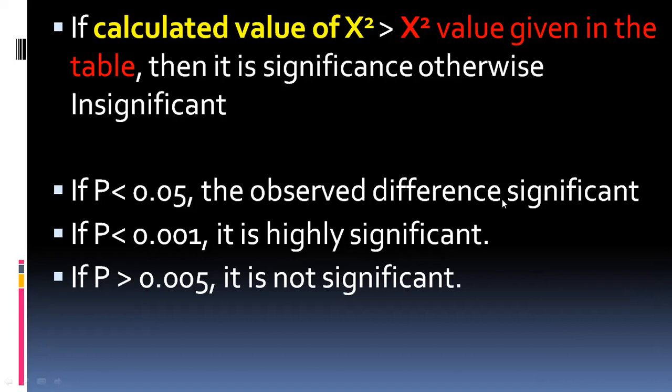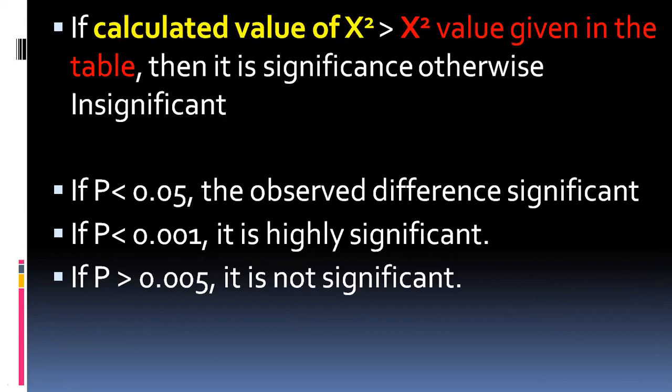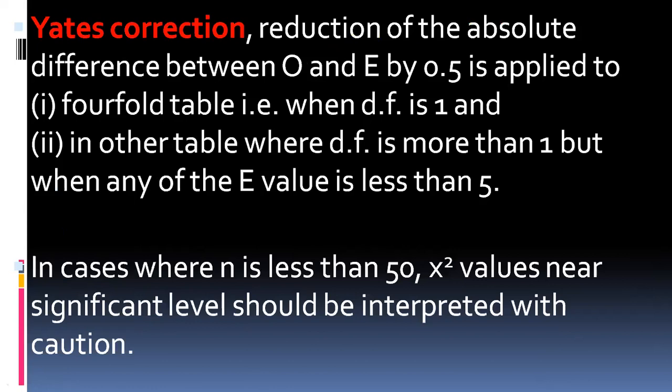So here you can say if the chi-square value comes more than 3.84, then the B vaccine will be superior to the A vaccine. If the p-value is less than 0.01, it is highly significant. There is a stronger difference. And if the p-value is more than 0.05, it is not significant. So in our case, the p-value is more than 0.05 because the calculated chi-square value is less than the table chi-square value. So p will be more than 0.05, and it is not significant. It means that the B vaccine is not superior to the A vaccine.